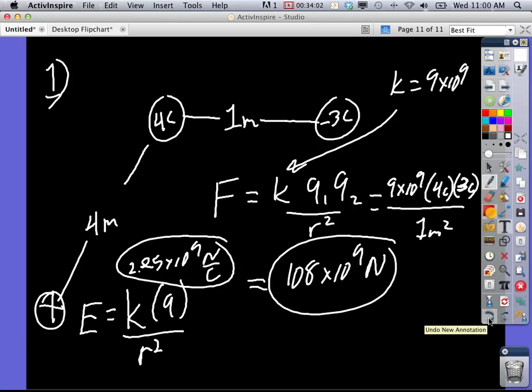Which part? I just took 9 times 10 to the 9th times 4 divided by 4 squared. That 4 knocks out that. 9 divided by 4 is 2.25, so it's just 2.25 times 10 to the 9th. I don't even need a calculator.